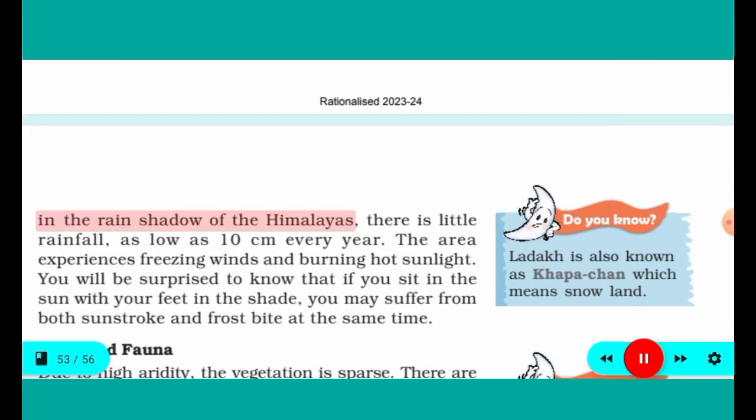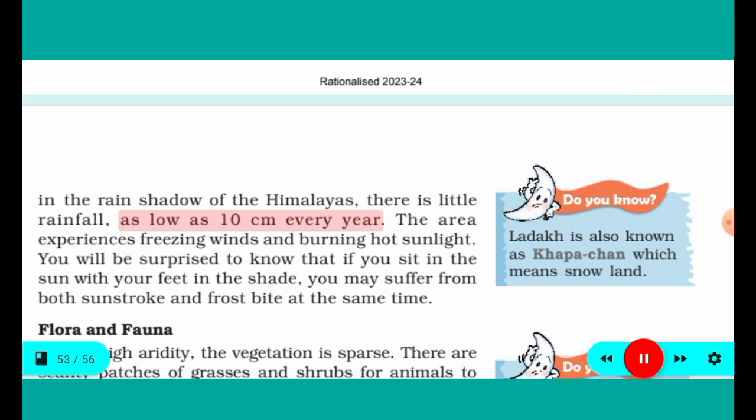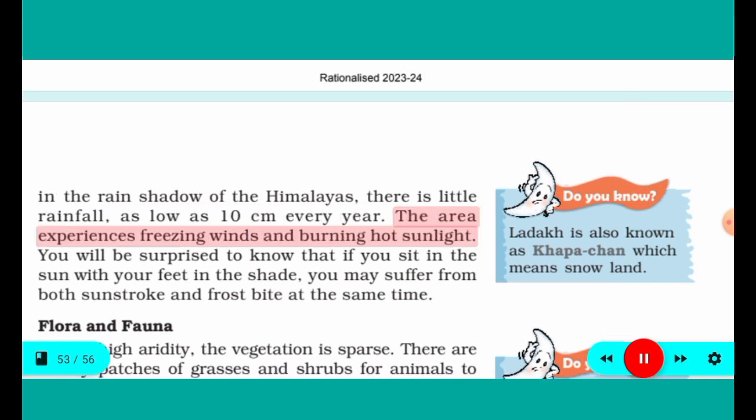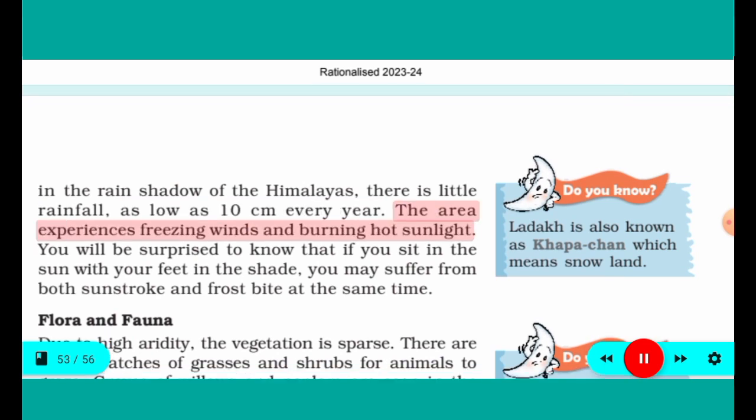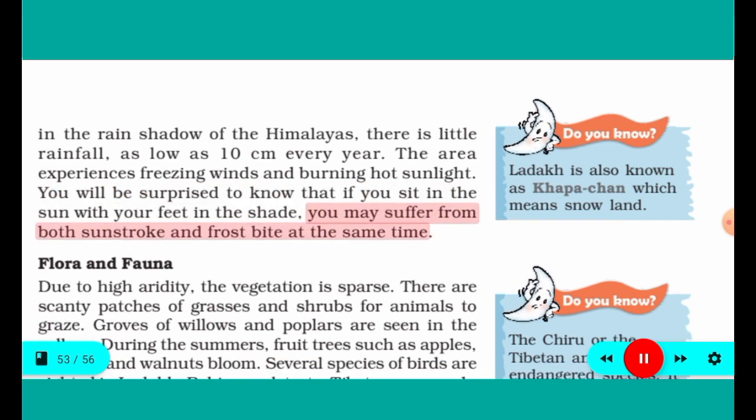In the rain shadow of the Himalayas, there is little rainfall, as low as 10 centimeters every year. The area experiences freezing winds and burning hot sunlight. You will be surprised to know that if you sit in the sun with your feet in the shade, you may suffer from both sunstroke and frostbite at the same time.